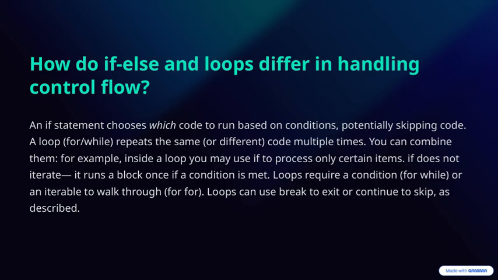Now here's where it gets interesting: you can combine these control structures. Inside a loop, you might use an if statement to process only specific items, filtering what gets executed each time. This makes your code more flexible and efficient. It's also important to note that if statements run only once per condition check, whereas loops can run multiple times, and they often include control statements like break and continue. Break exits the loop early, and continue skips to the next iteration. Both are useful for controlling the flow inside loops.